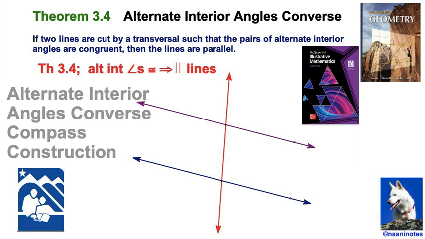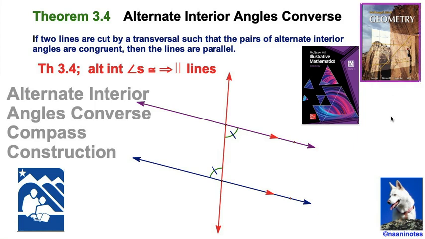Now, conversely, we've also learned that if we've got these same three coplanar lines and we have alternate interior angles congruent, that pair, we may conclude that the lines are parallel. So that's what we're constructing today. We are going to construct with four compass wings the alternate interior angle converse. We're going to construct these two angles congruent, and that's going to make the lines parallel.